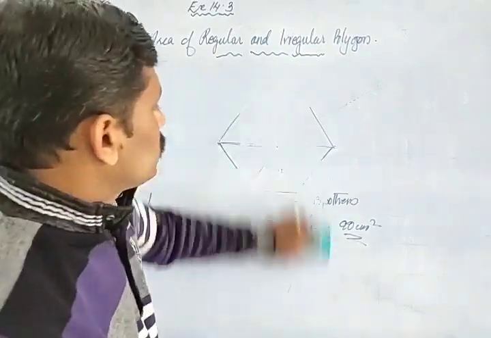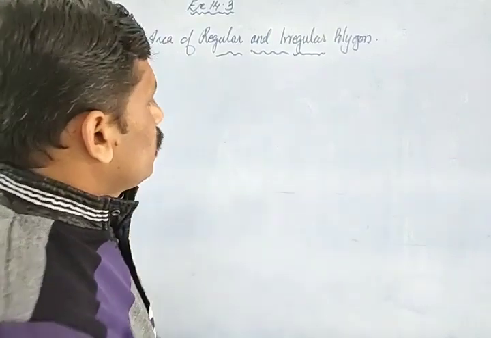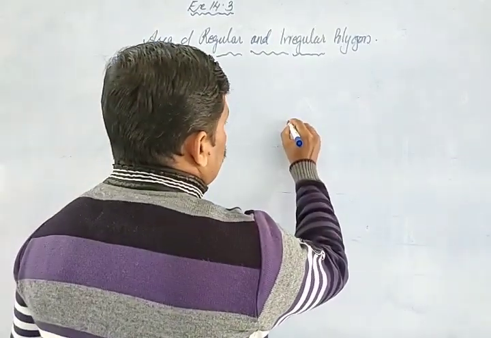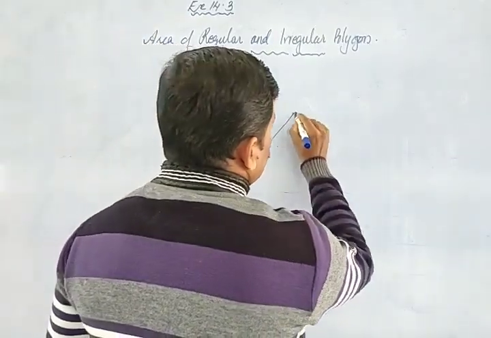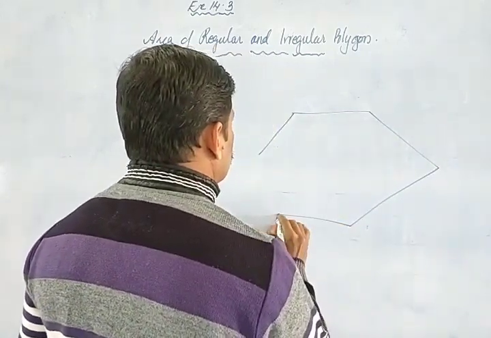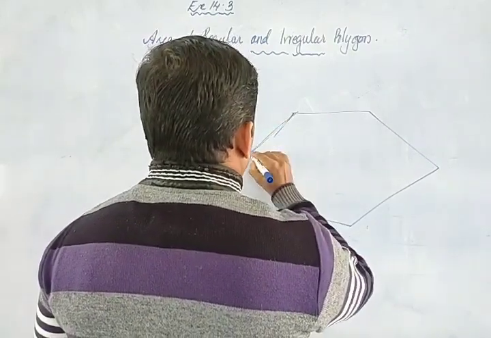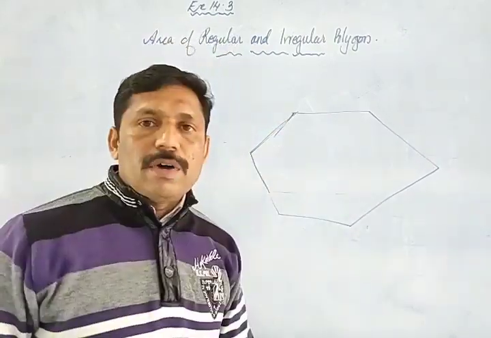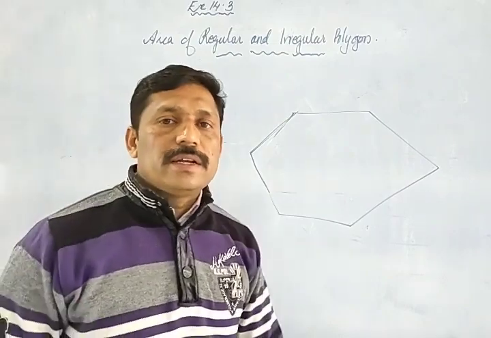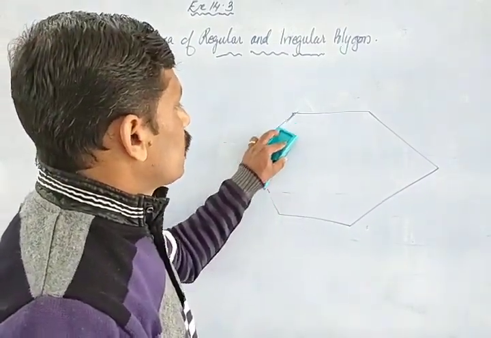And if the polygon is an irregular polygon, then suppose this is an irregular polygon, no shape at all. Especially when we want to measure land, the land shape is not a regular shape, it is an irregular shape.